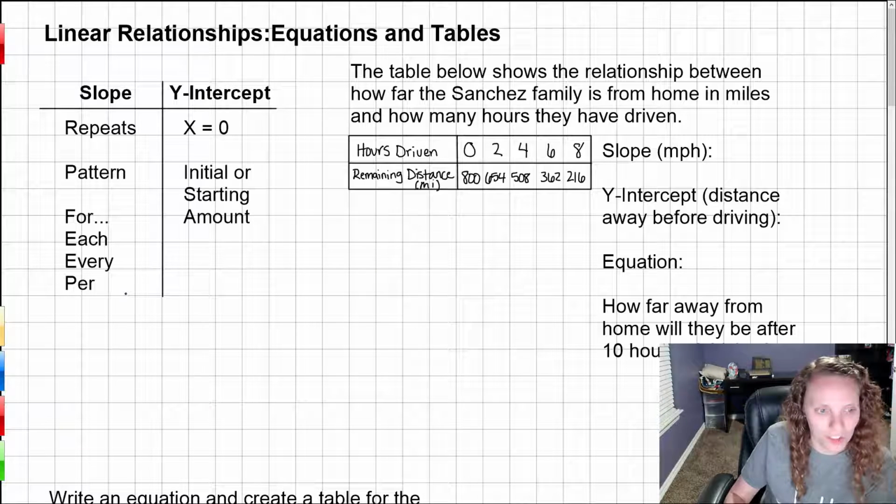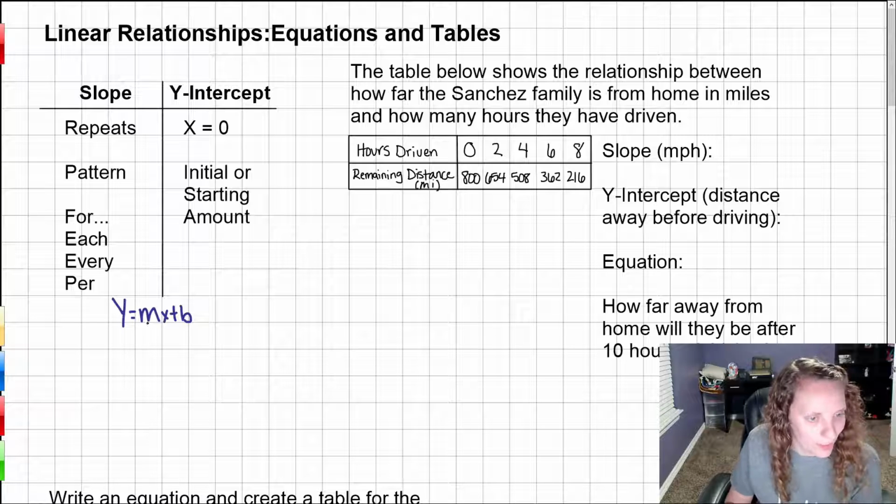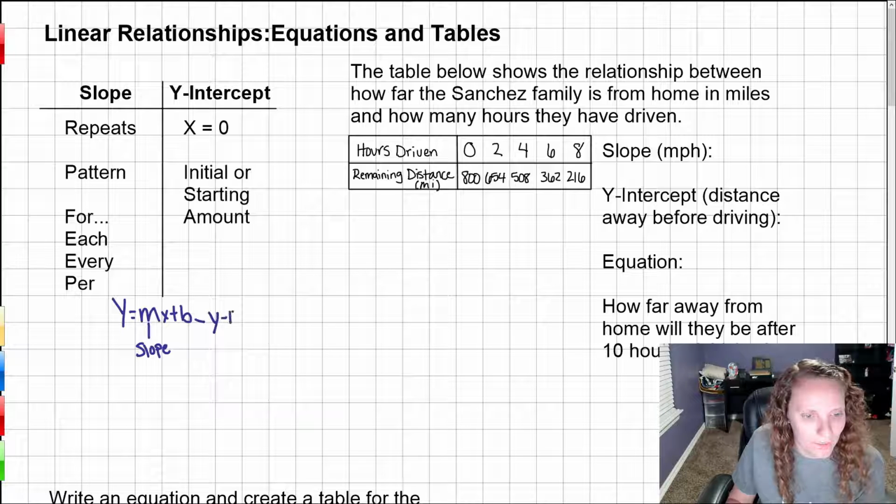And then in order to write an equation, we need to remember y equals mx plus b, where m is the slope and then b is the y-intercept.